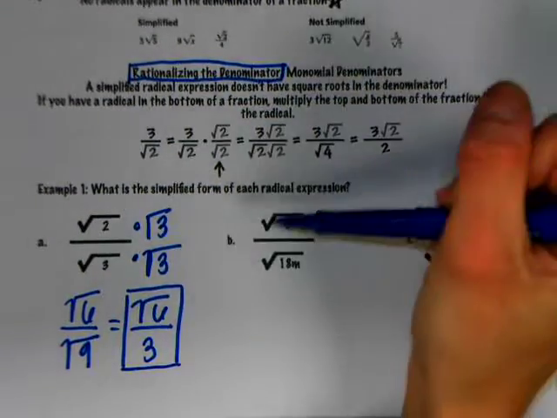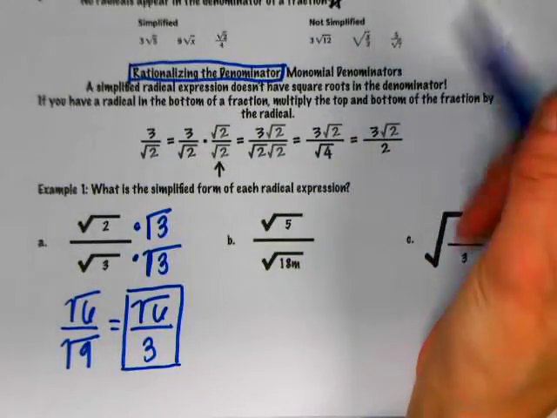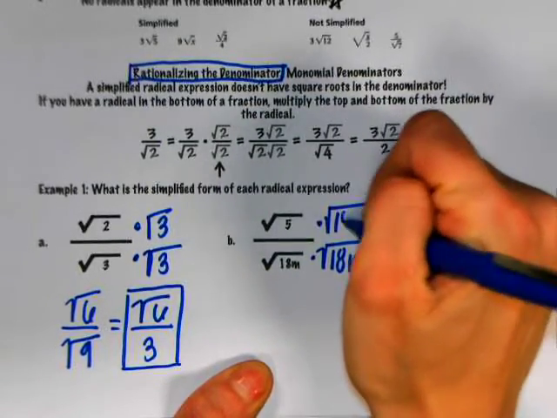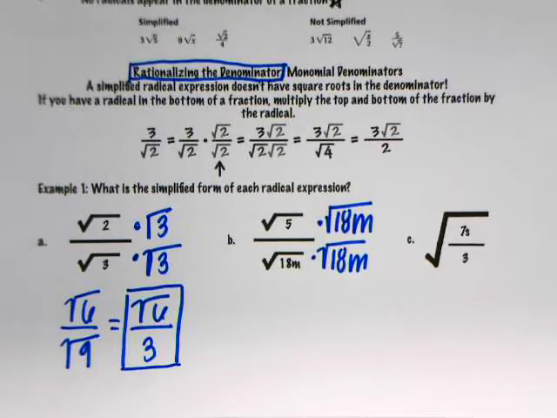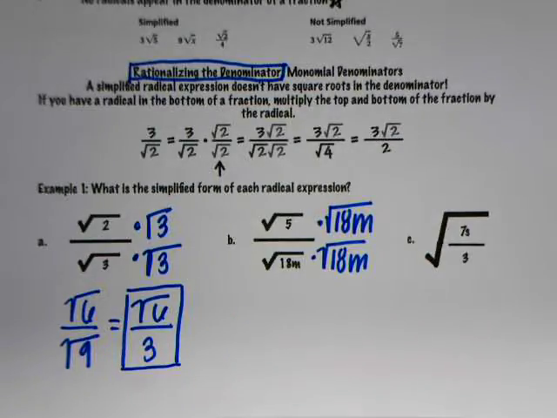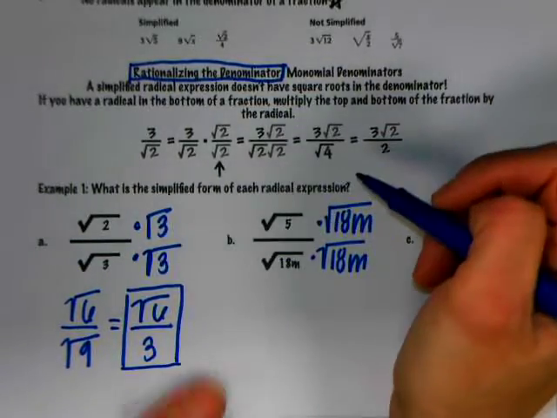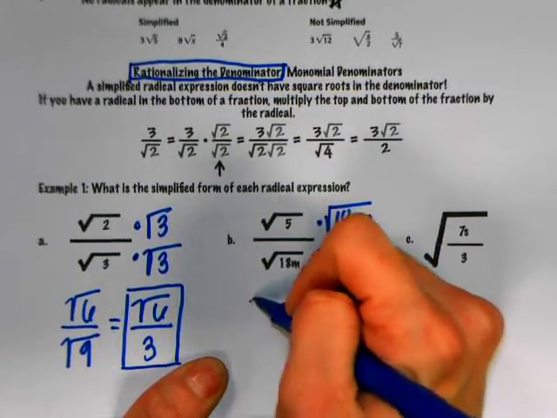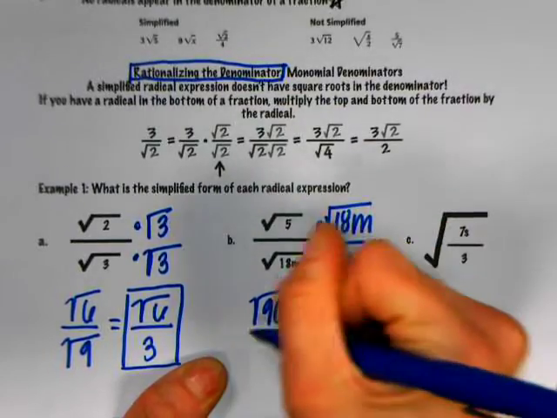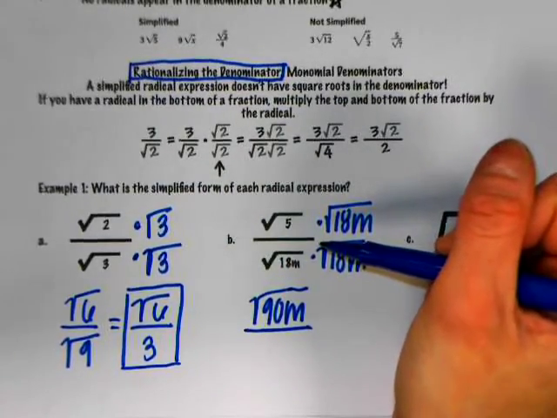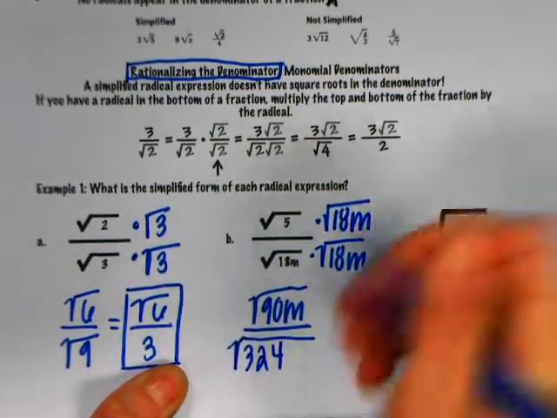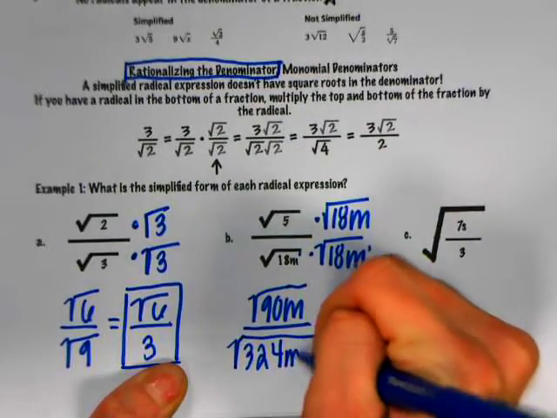All right, next one, see if you can reduce 5 and 18m with each other. You cannot. So we're going to multiply by radical 18m on the top and bottom. So for the top, we're going to get 5 times 18 is 90. So you're going to get radical 90m. On the bottom, you're going to get 18 times 18 is radical 324. And then you have m and m, so that's going to be m squared.